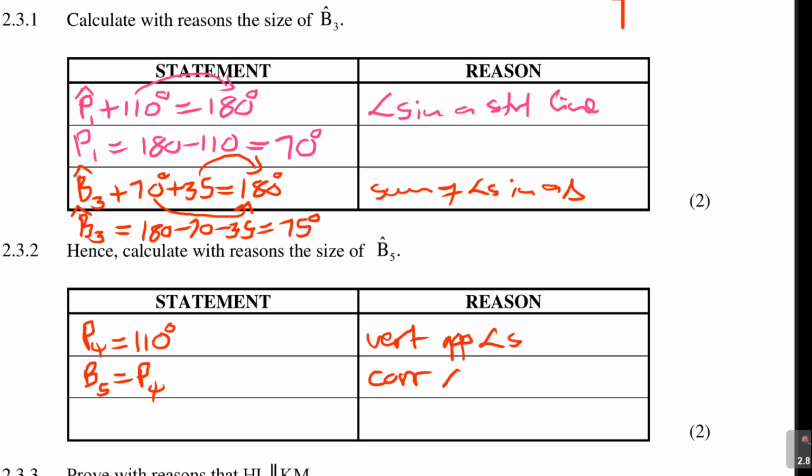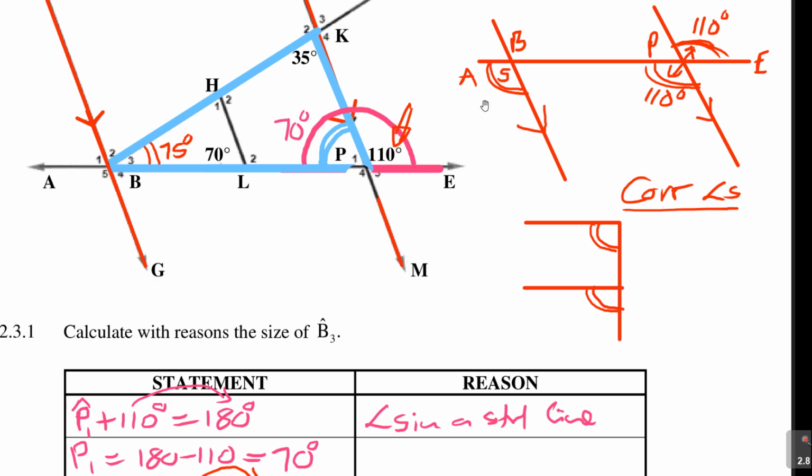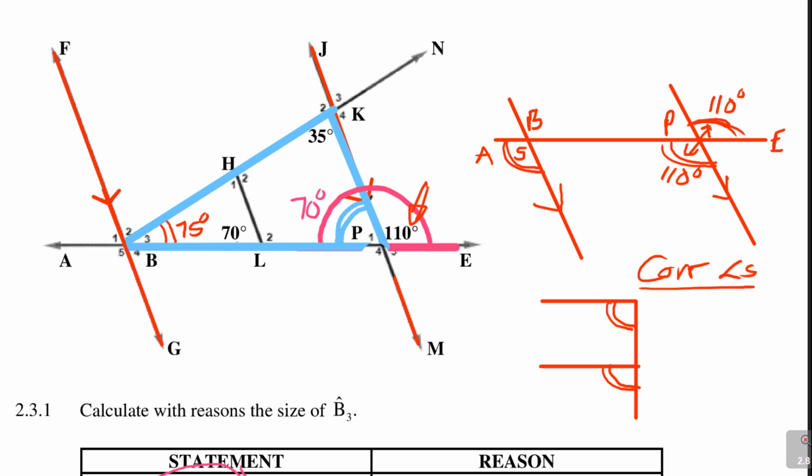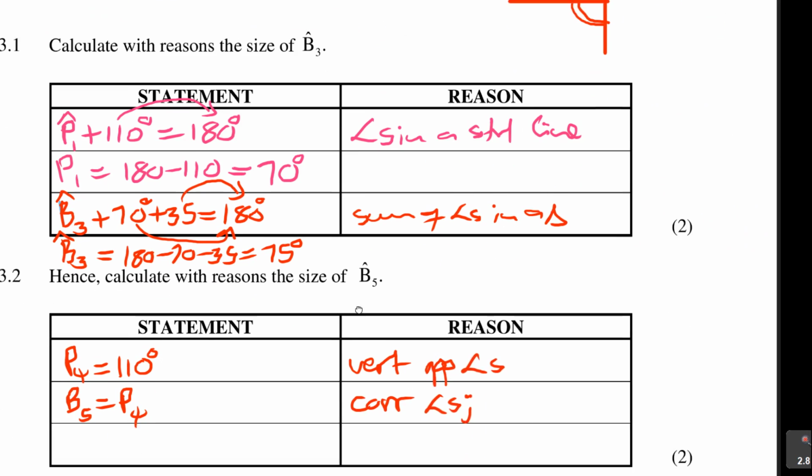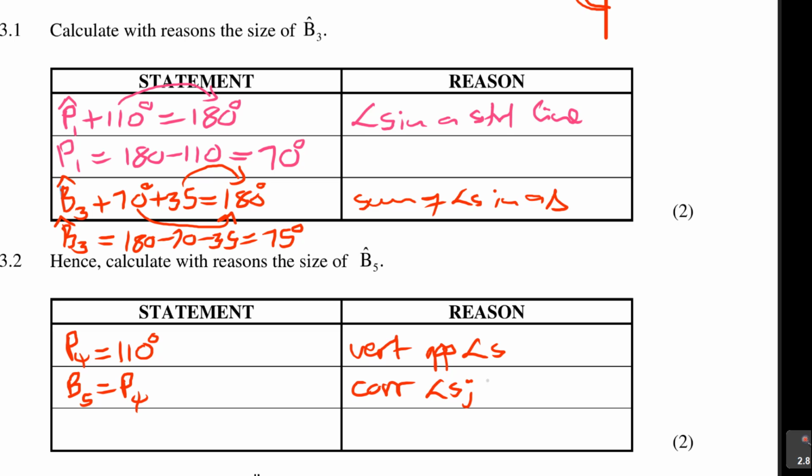Corresponding angles. And when you say corresponding angles, you need to give us the lines that make them corresponding. That's where you write F, G and J, M. What are these lines? They are parallel. That's what makes us say they are corresponding. So we are going to say FG is parallel to JM. That's the next important statement.